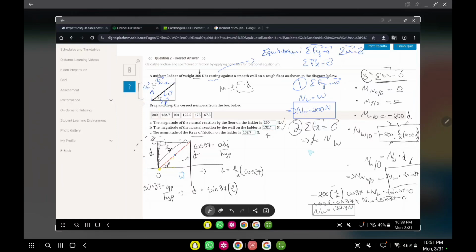Over here we said that F is equal to NW. So we stopped because we didn't know what NW is, but now we found NW. Doesn't that mean that we can find F? Since F is equal to NW and we know that NW is 132.7, that means F is also equal to 132.7 newtons, and that is what they're asking for in part C. So that's it for this question.